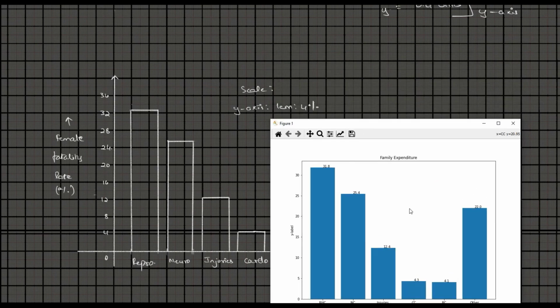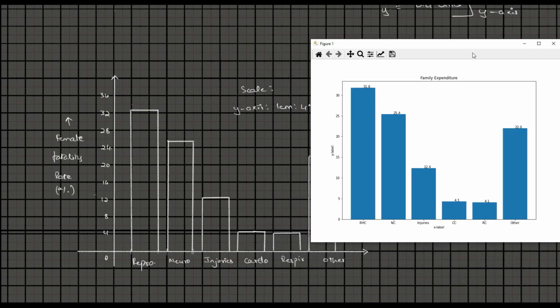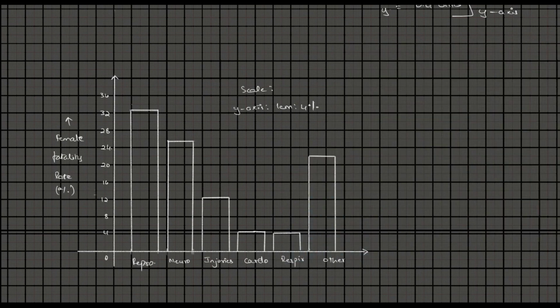And scale can be displayed. There are quite a few things that can be done, different colors and so many things, but I kept it very simple so that you guys can learn the basics. Okay, so this is your answer.